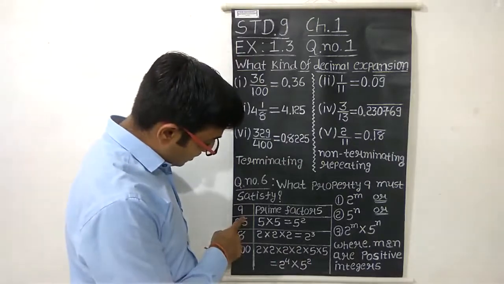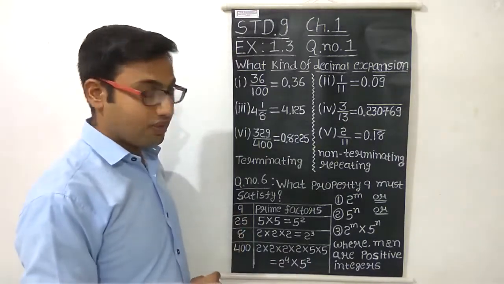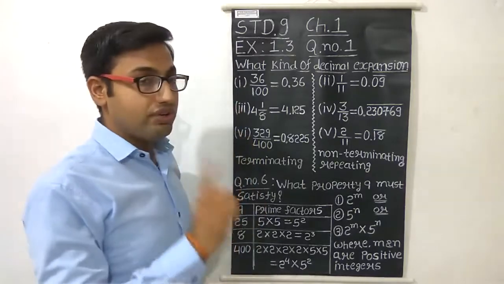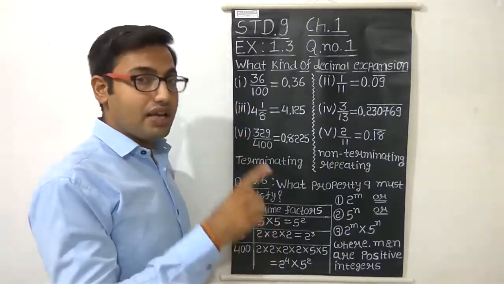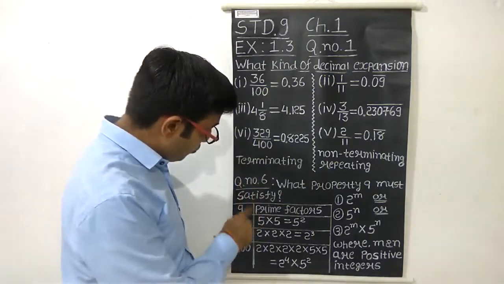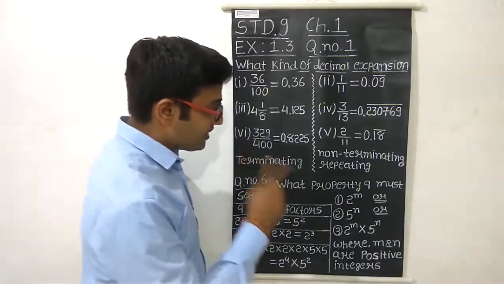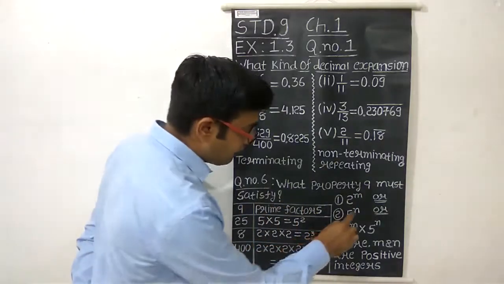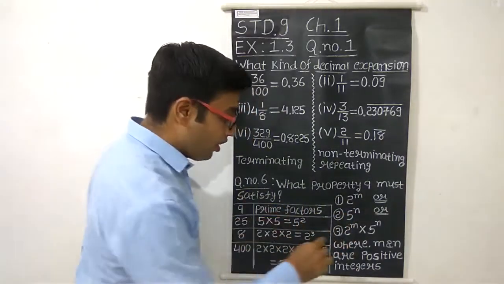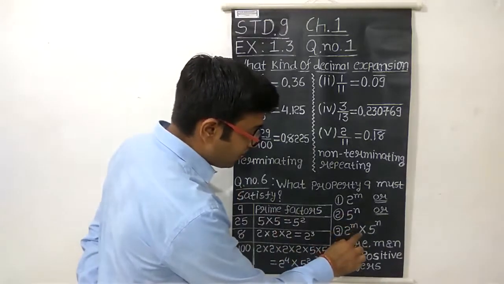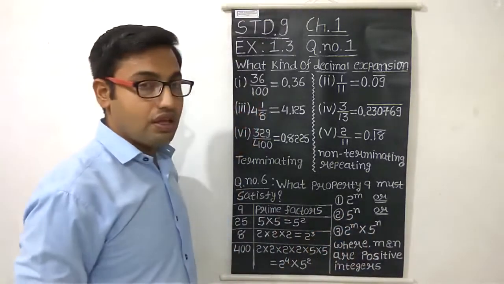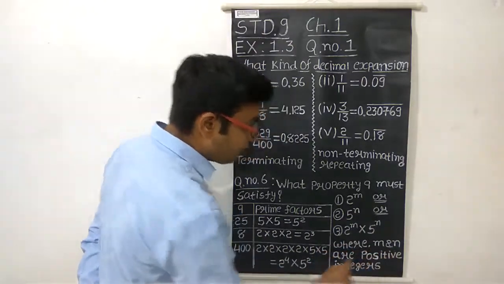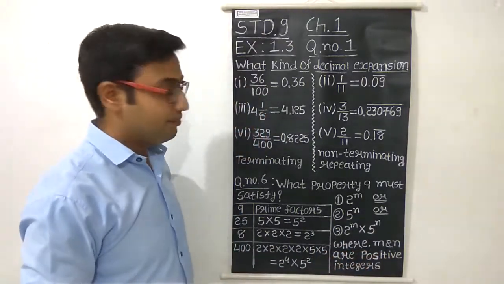So by these 3 examples, we can conclude that for a rational number which has a terminating decimal expansion, its q, that means the denominator, is of the form 2 raised to n or 5 raised to n or 2 raised to m multiplied by 5 raised to n, where m and n are positive integers, right?